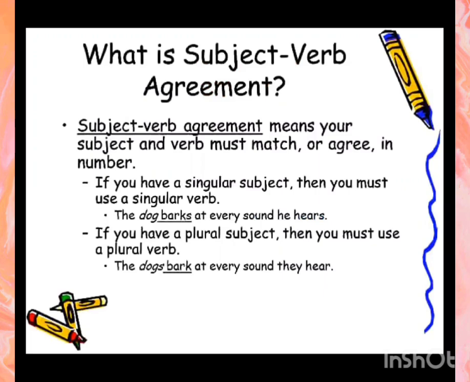By looking at the examples, we can see what subject-verb agreement is. Dear students, it means your subject and verb must match or agree in number. If you have a singular subject, then you must use a singular verb. The dog barks at every sound he hears. If you have a plural subject, then you must use a plural verb. For example, the dogs bark at every sound they hear. You can see that with dog we have used barks and with dogs we have used bark. This is known as subject-verb agreement.